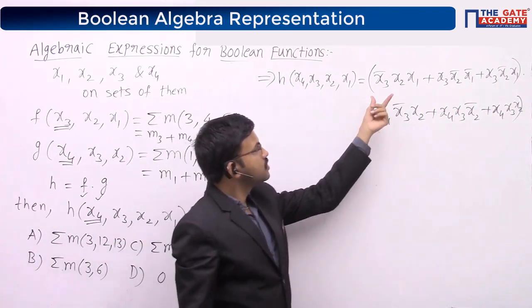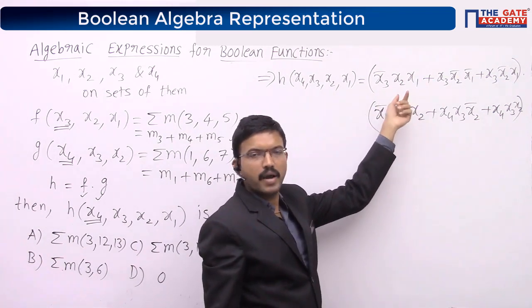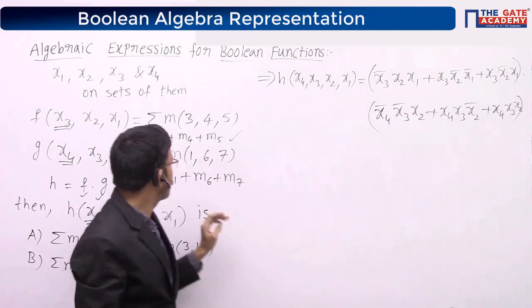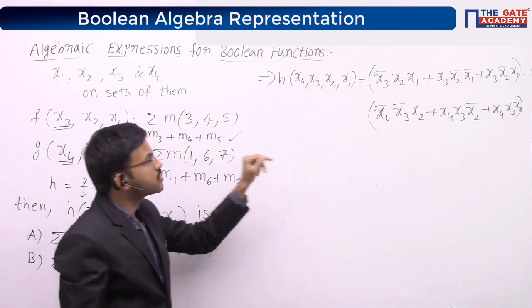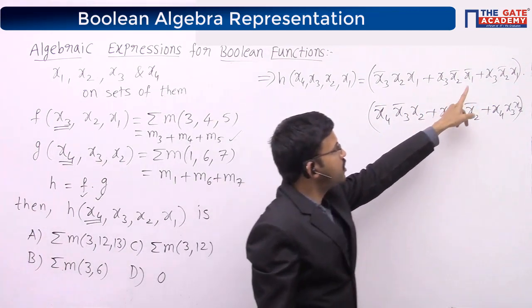See here, just by looking at, place the corresponding binary values 0, 1, 1. That is nothing but what? 3. M3. Next, 1, 0, 0. That is nothing but 4. Okay. Next, 1, 0, 1.